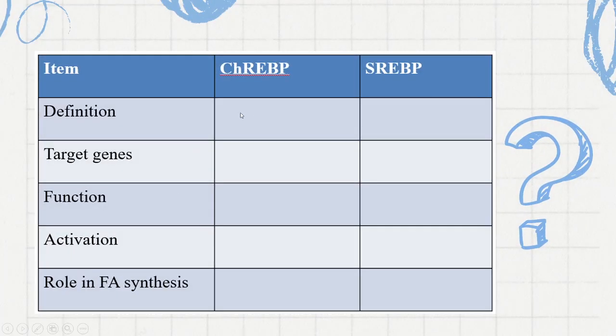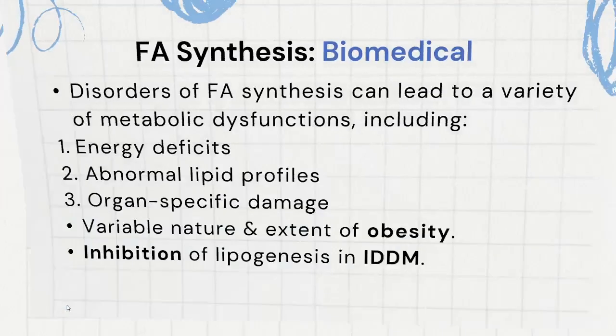Here is an assignment for you. Look for the molecules called ChREBP and SREBP in the context of fatty acid biosynthesis, just to give you a glimpse of how the process has so many details. What we have discussed here is just the outline of fatty acid regulation. Hint for you, BP is binding protein. For both molecules, I need the definition, the target genes, the function, activation, and the role in synthesis.